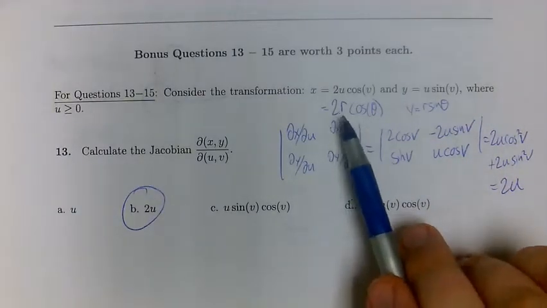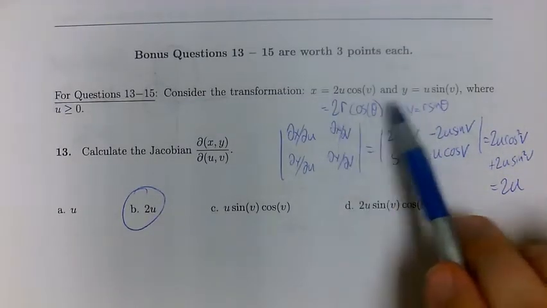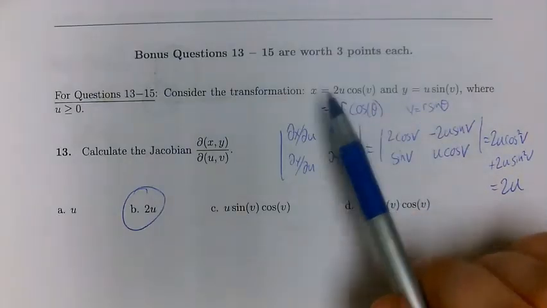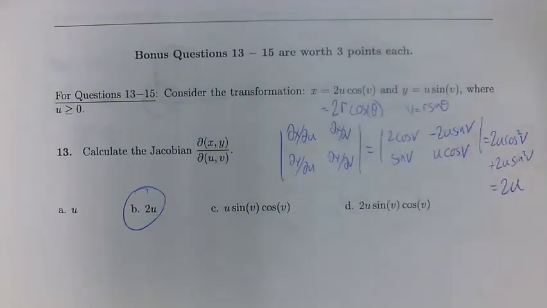And it kind of makes sense, right? If we think about these as polar coordinates, we're doing polar coordinates, but we have an extra 2. So we're going to have the same Jacobian as with polar coordinates, but we're just going to put an extra 2.